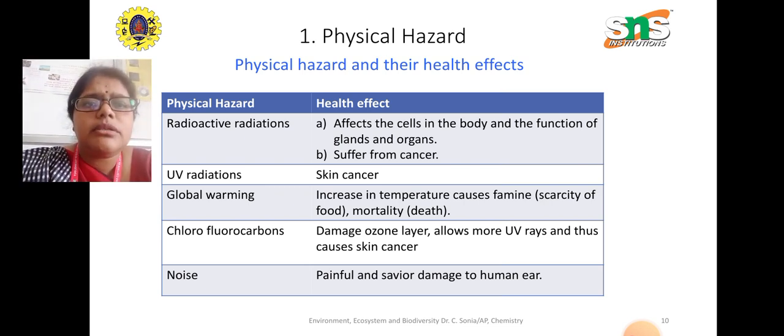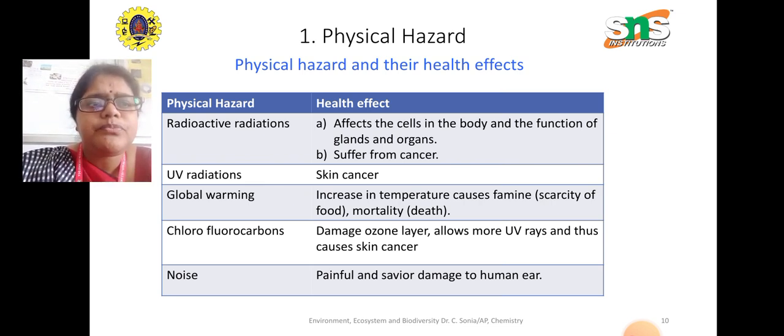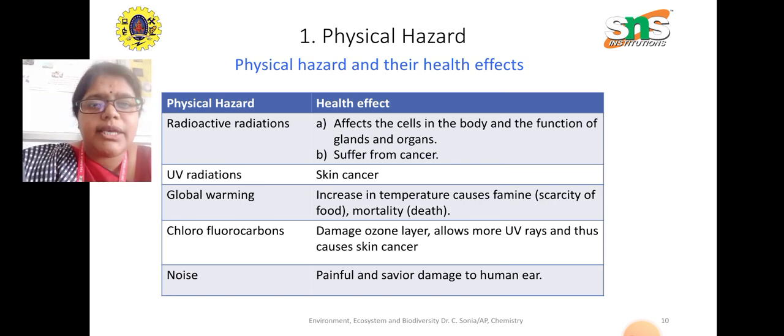Global warming. So global warming is a present scenario where we are facing a rise in temperature of a few degrees centigrade. The increase in temperature causes famine, scarcity of food, and mortality, that is, death rate. Then chlorofluorocarbons damage the ozone layer, allow more ultraviolet rays and thus cause skin cancer.